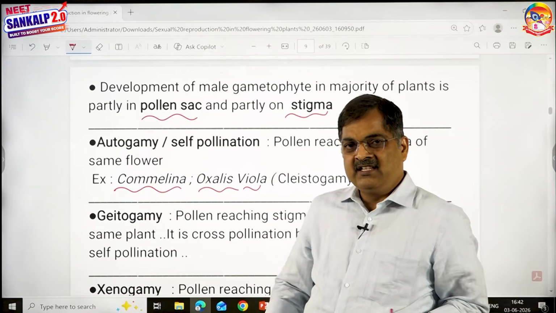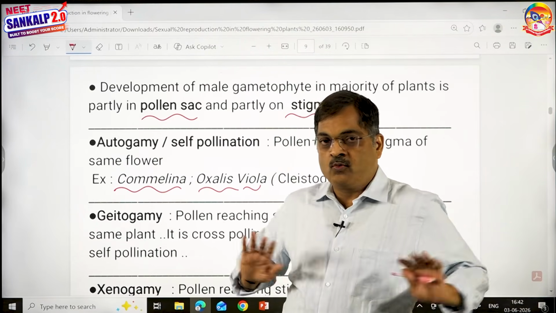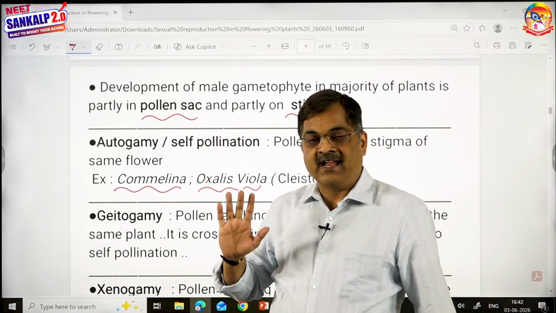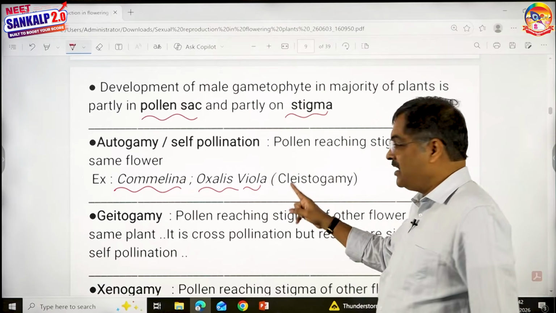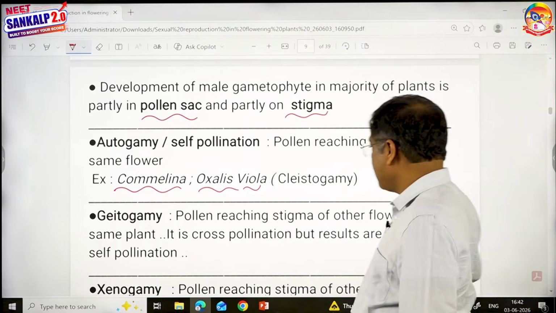Autogamy occurs. Is it a mechanism to ensure seed production? Yes. They don't want any variations. They want compulsory seeds. Cleistogamy is a nice inbreeding device. Very important. And remember the examples: Commelina, oxalis, and viola. These are cleistogamous and they are underground flowers.